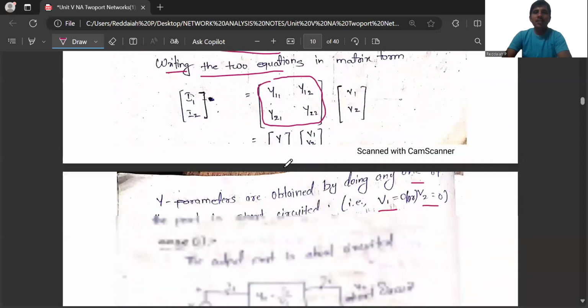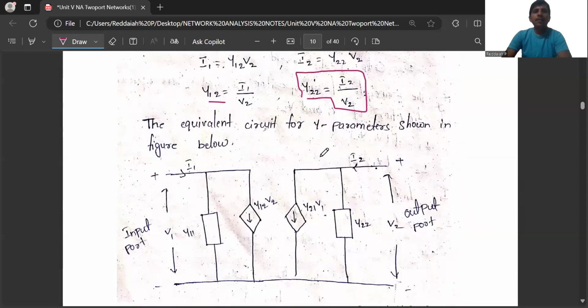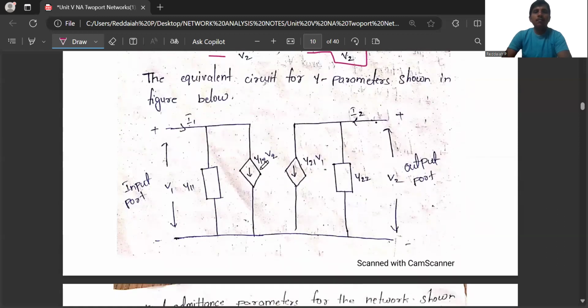The same thing we are representing here. Substituting V1 equal to 0 in equation 1, Y12 equal to I1 by V2. Substituting V1 equal to 0 in equation 2, we get Y22 equal to I2 by V2. Then the equivalent circuit for Y parameters is this one. Y12 V2 is the dependent source, and Y11 with I1 is the independent variable. We can represent it like this.